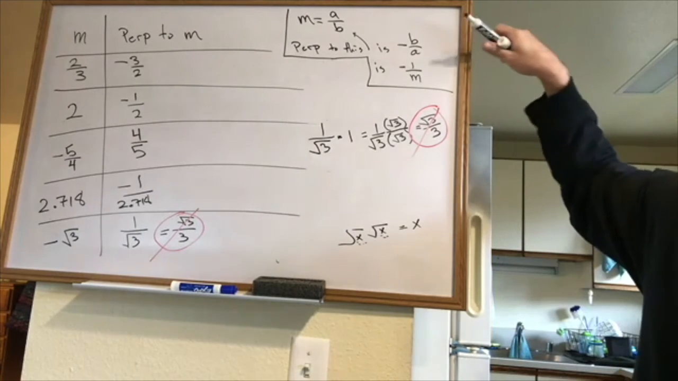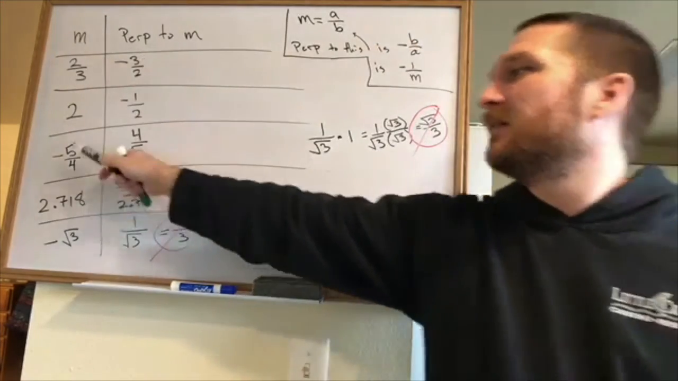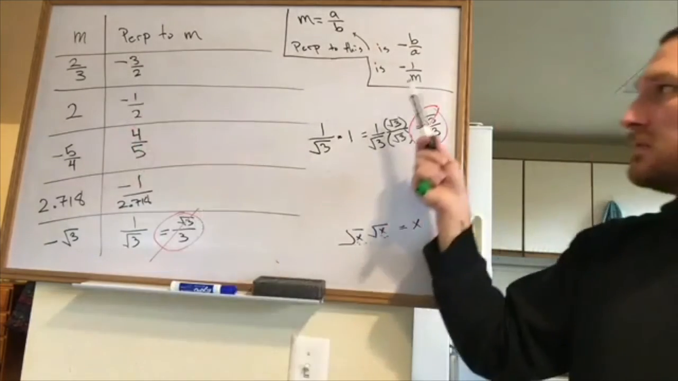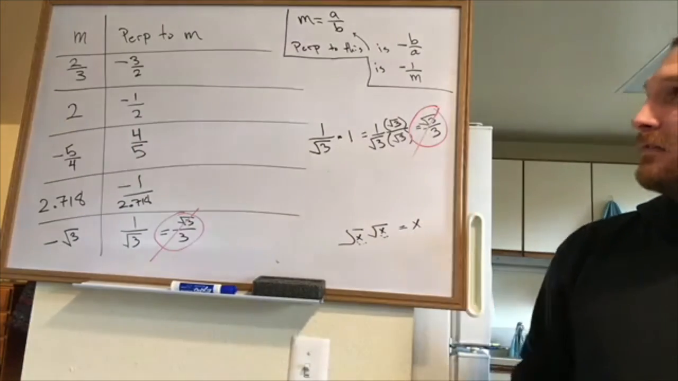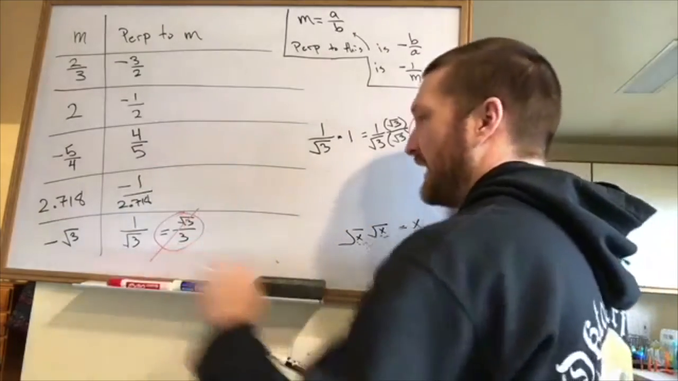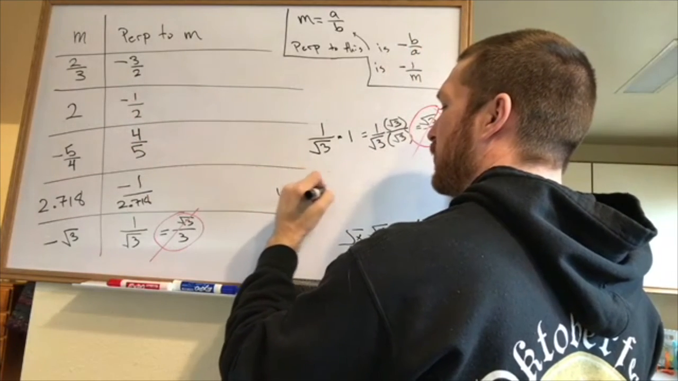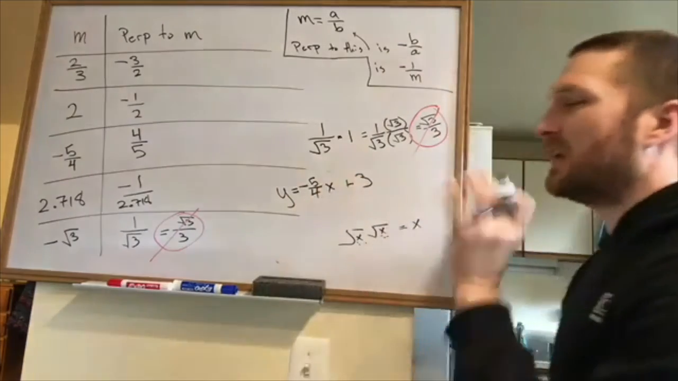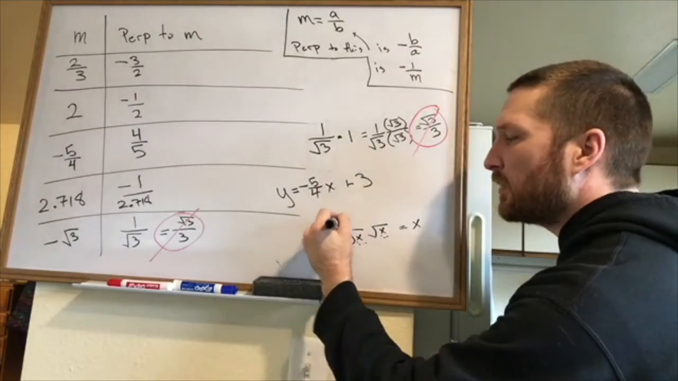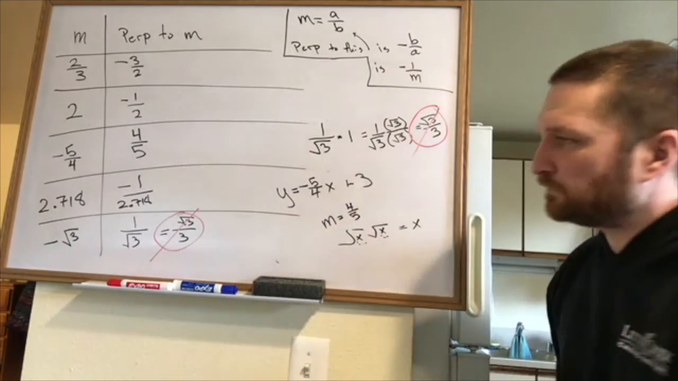If it's a fraction, it's easy. You just flip the fraction and make it negative. Flip the fraction and flip the sign, basically. If it's not a fraction, don't worry, just go -1 divided by the original slope. So if we had a line that was y equals -5/4 x plus 3, and we wanted the slope of the perpendicular line, you flip the fraction, make it positive in this case.